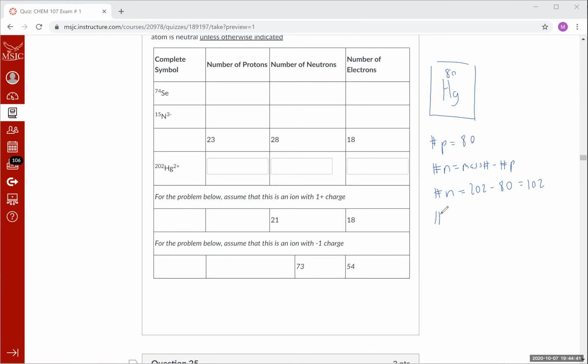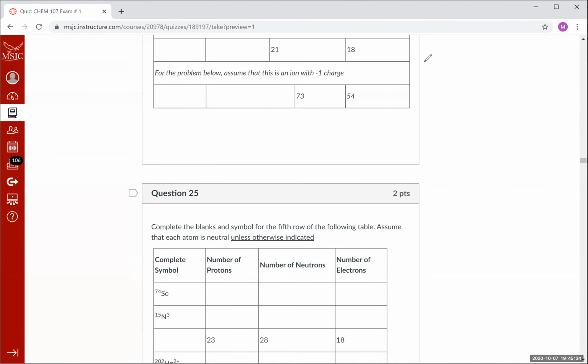Now for our number of electrons. Our number of electrons is equal to the number of protons minus the charge. So our number of electrons in this case would be 80 protons minus 2, which gives us 78. So we'd fill in the following numbers into the blank. Does that make sense? Any questions on this example? Okay, so let's keep going then. And if you have any questions at all, don't be shy to ask.